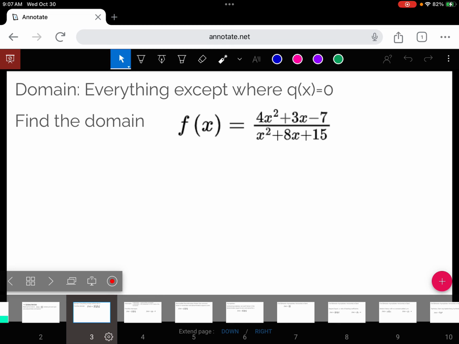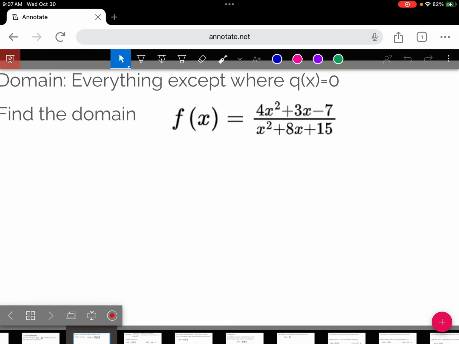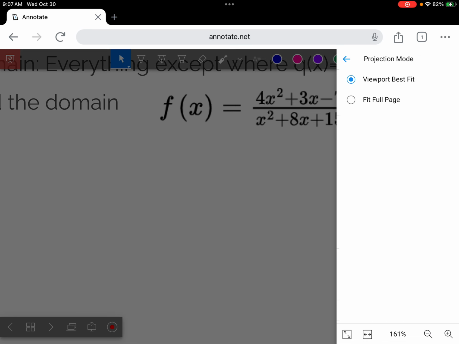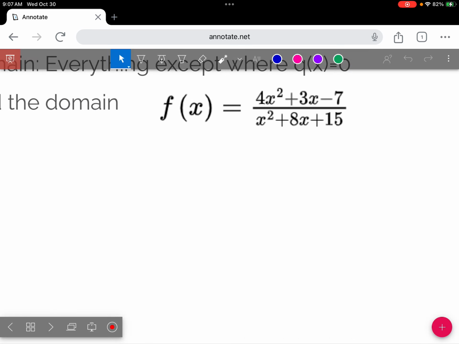So we have f of x equals 4x squared plus 3x minus 7 over x squared plus 8x plus 15. So how can I figure out where our denominator is going to equal 0? Yeah. We're going to take this and factor it. Where each factor equals 0 is where we have problems.